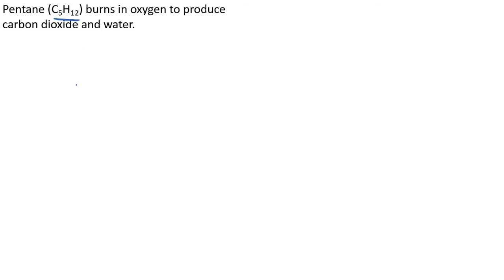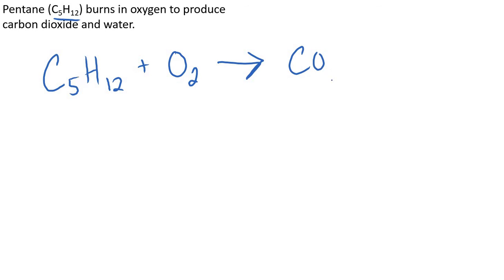Pentane. Notice they gave us the formula for that because we're not expected to just know what that is at this point. It burns in oxygen, so oxygen gas, O2, to produce carbon dioxide and water. Okay, so we got our chemical equation.